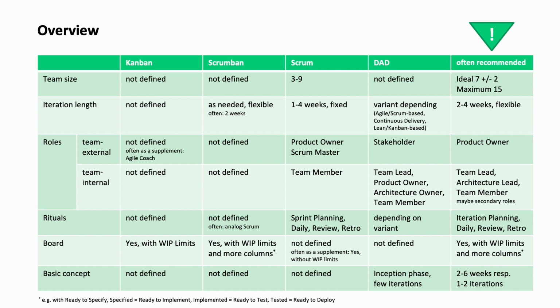In addition, flow control via boards with work in process limits and more state columns is becoming increasingly prevalent. And finally, team internally defined roles are also found more frequently in order to optimally integrate people with the corresponding experience, most frequently in the form of team leads for the management topics on the one hand, and architecture leads for ensuring a sustainable architecture on the other.